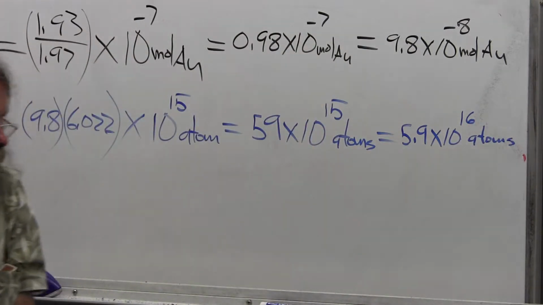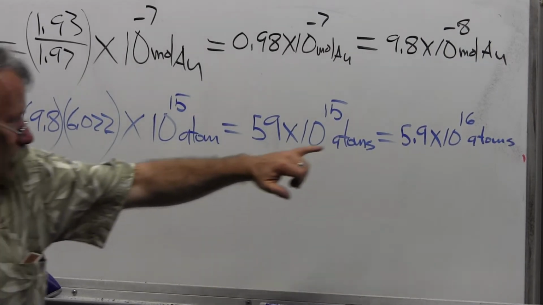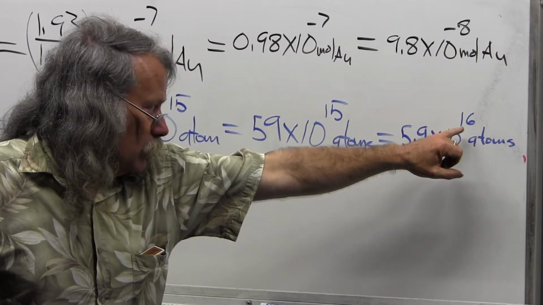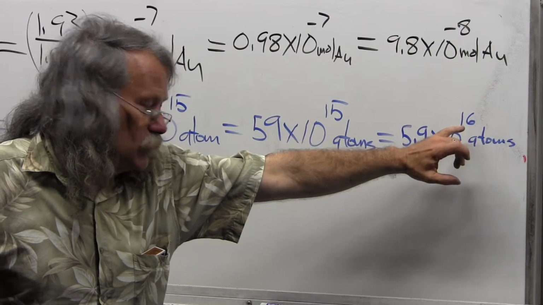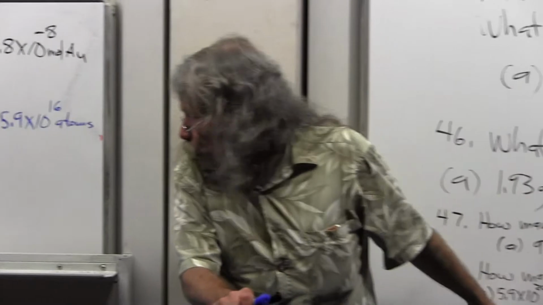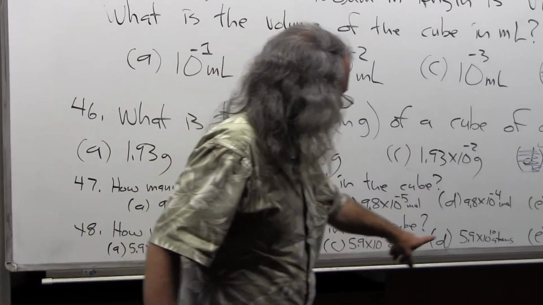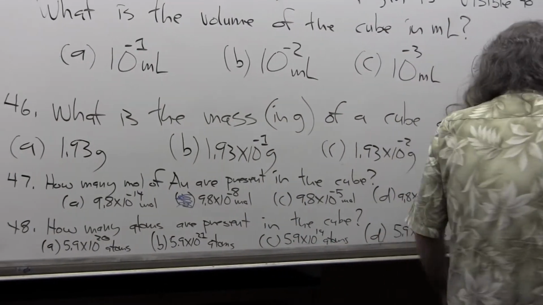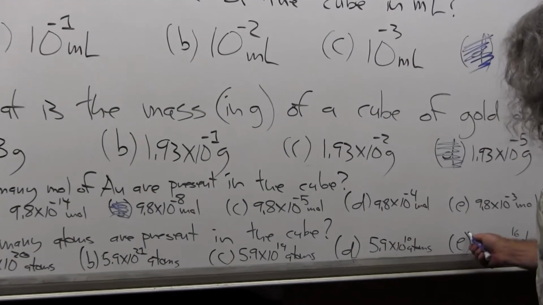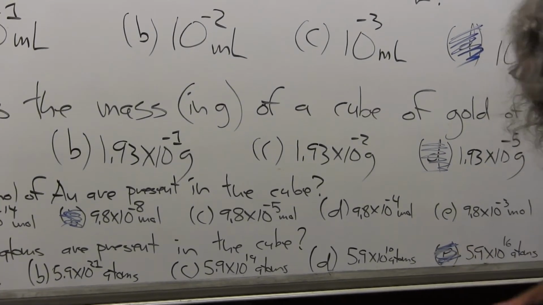So it's all about knowing when to add and when to subtract, or when to add or when to multiply. And this turns out to be our order of magnitude is 10 to the 16th. Which of these answers? They're all 5.9, but 10 to the 20th, 10 to the 21st, 10 to the 19th, 10 to the 10th, 10 to the 16th. So option E is the right answer.